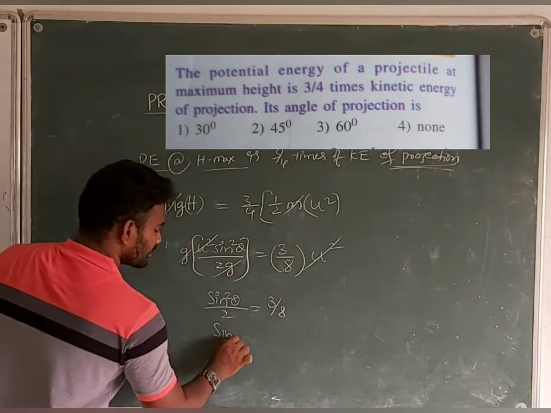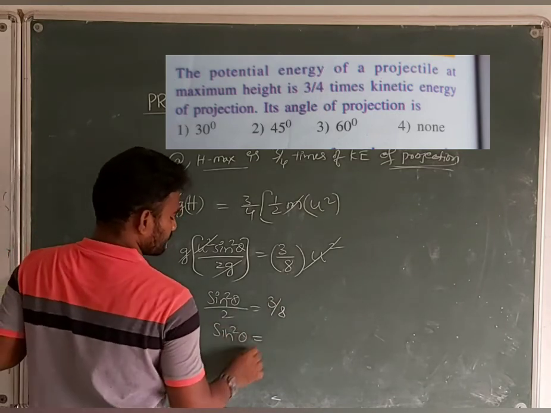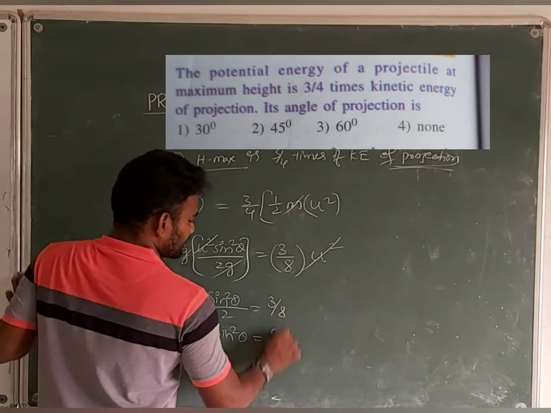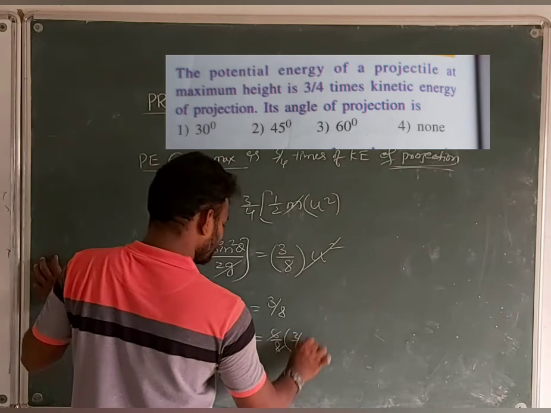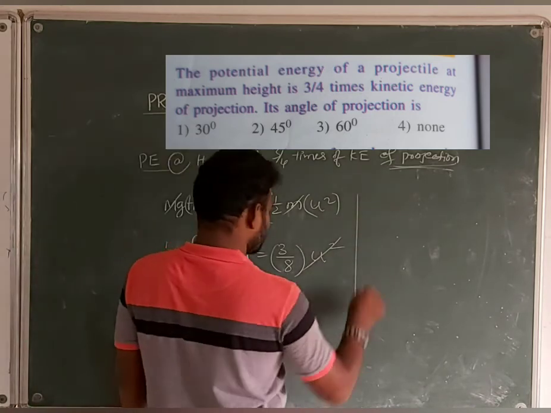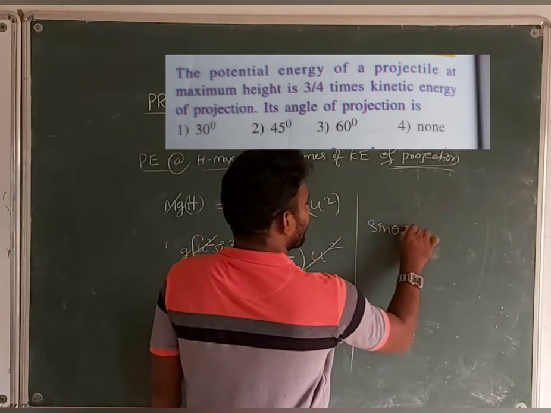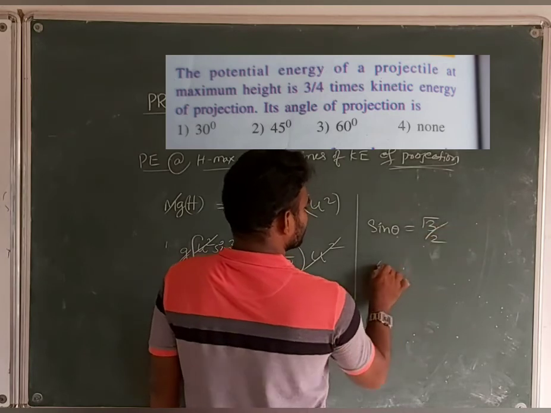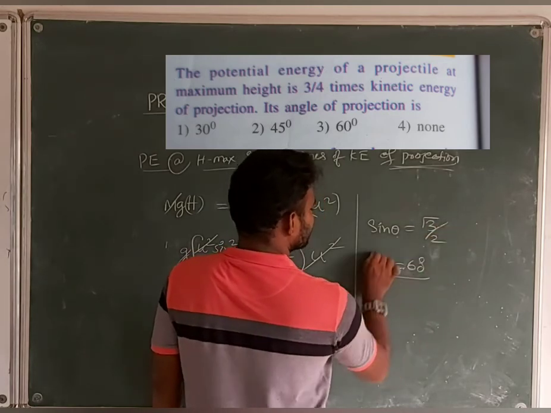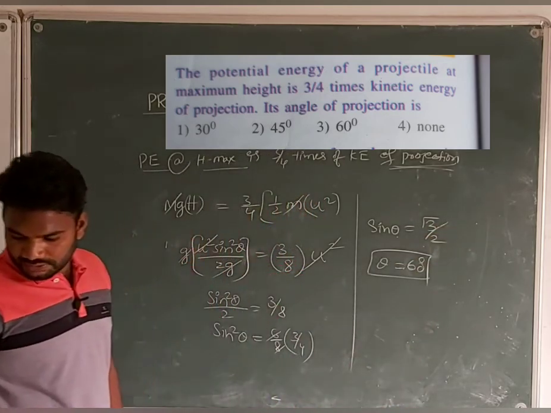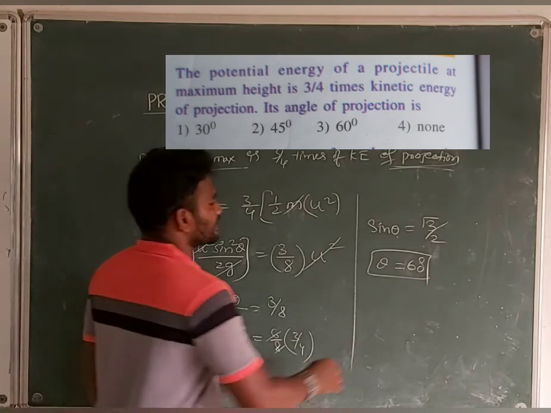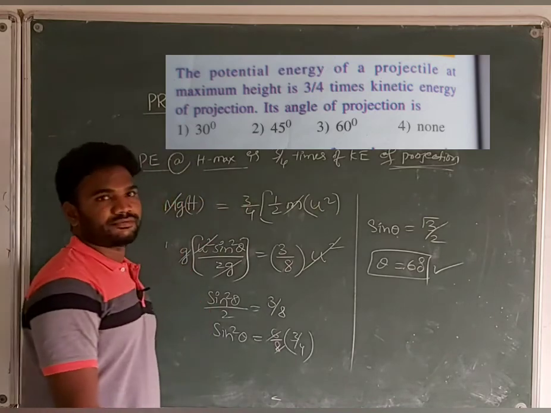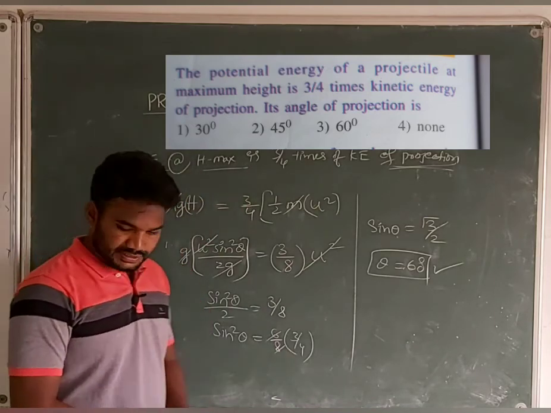So sine square theta is equal to 6 by 8. That is nothing but 3 by 4. Yes or no, students? Then sine theta is equal to root 3 by 2. Theta is equal to 60 degrees. So like this we have to find the answer, students. The angle of projection is equal to 60 degrees. This is how we have to find the answer, students. I hope you are understanding this.